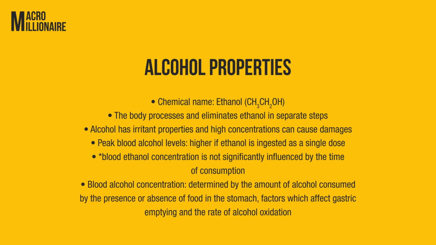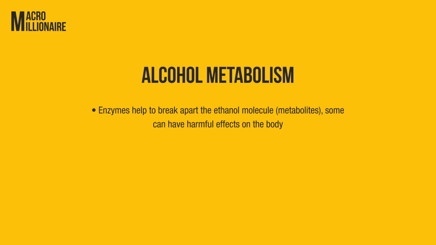The blood alcohol concentration is determined by the amount of alcohol consumed, by the presence or absence of food in the stomach, and factors which affect gastric emptying and the rate of alcohol oxidation. Enzymes, which help us break down all of our macronutrients, help break down the ethanol molecule into other compounds or metabolites, which the body can then process more easily. Some of these intermediate metabolites can have harmful effects on the body.